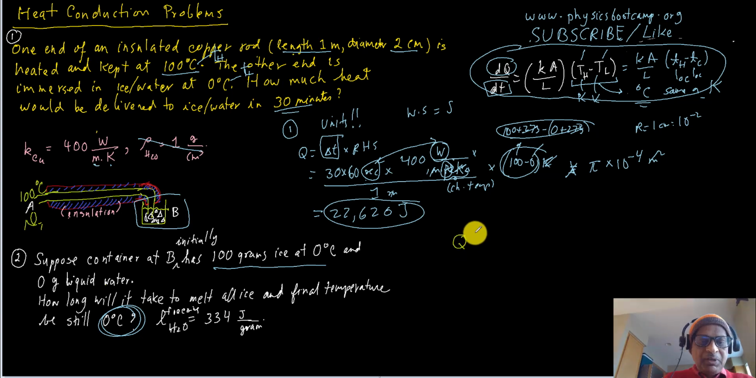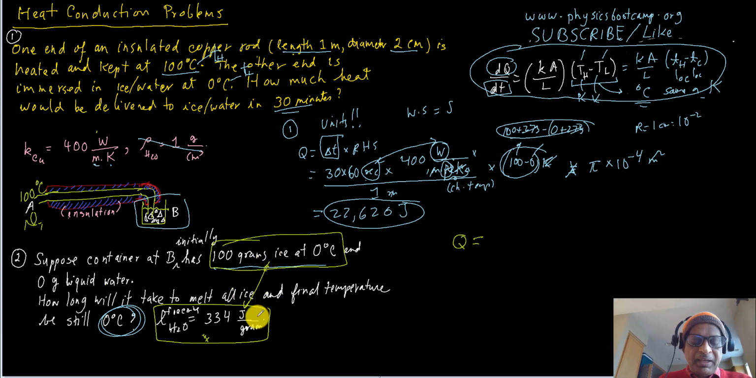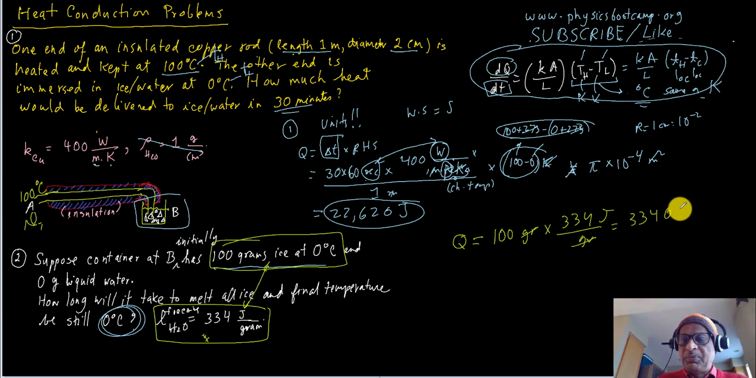The amount of Q is based on the amount of ice that I have to melt. So the Q is given in an indirect way: 100 grams times 334 joules per gram. So this is 33,400 joules, right? So it's a given now. I want that much heat to flow, okay?